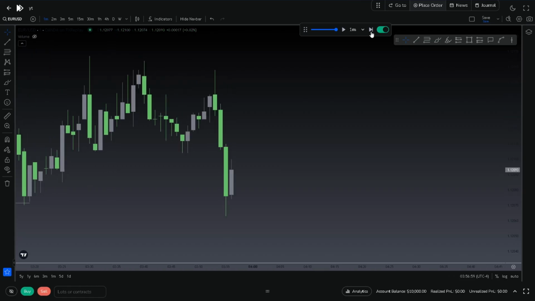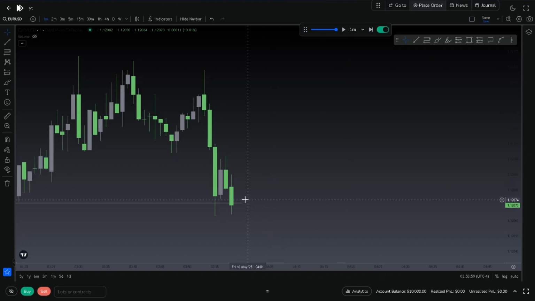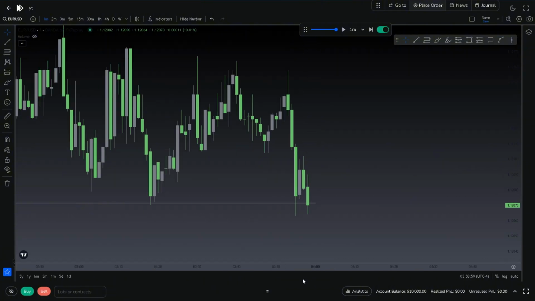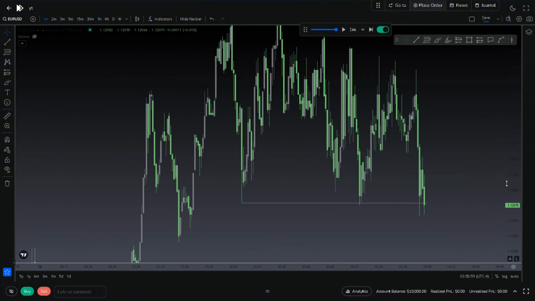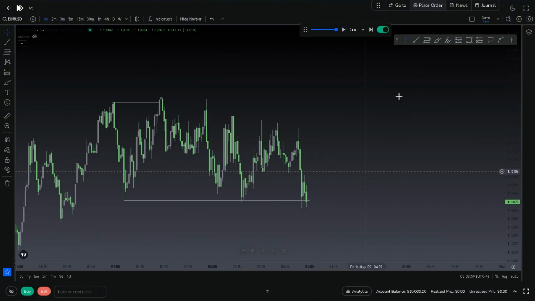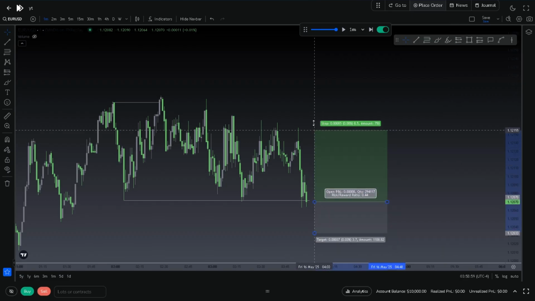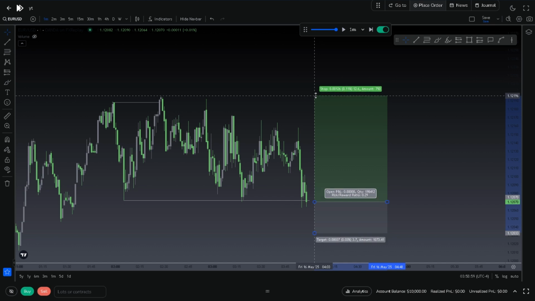So we still haven't got that. This is all just internal structure. And then we still haven't got it now. We've just wicked it again. And then finally, we close below it. So when that happens there, we can now look for a sell. So to keep it simple for you guys, I will just simply sell straight from this candle now. And I'll just cover the high with my stop loss, like so. Just right on the top, okay?